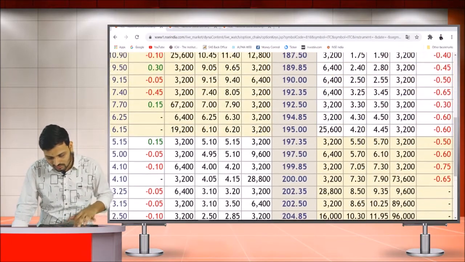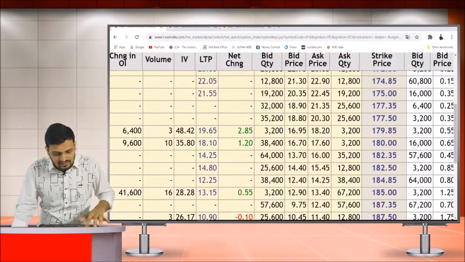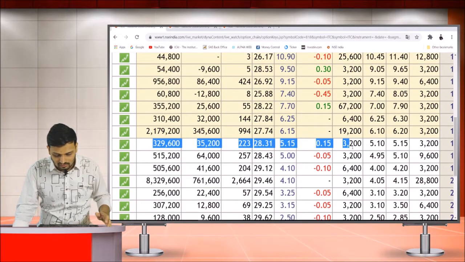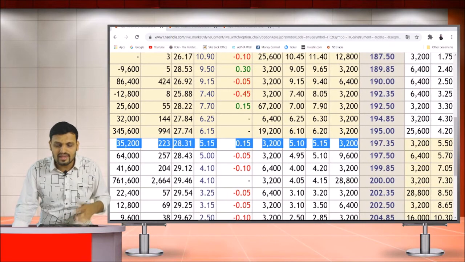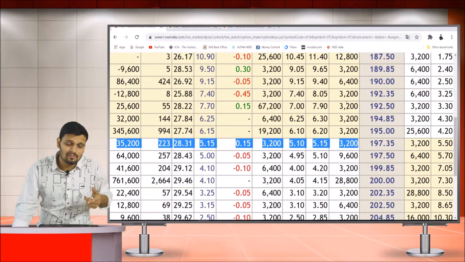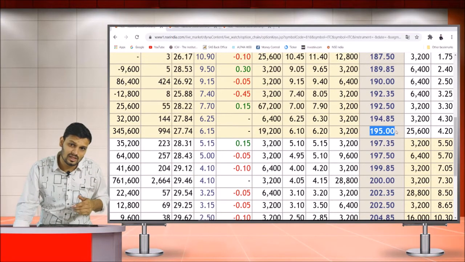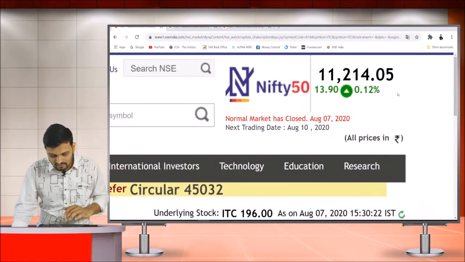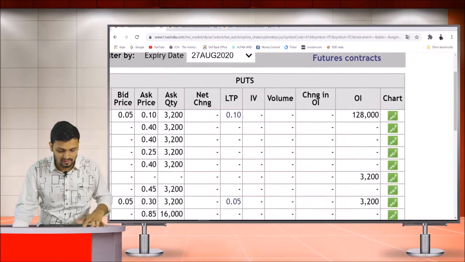Now, coming back to this. If you can see here, all these yellow colored ones, after a point of time, become white colored. I'll tell you why. These yellow colored rows are in the money. Why in the money? Because these prices are lesser than 196. 196 is the current price of ITC, right?